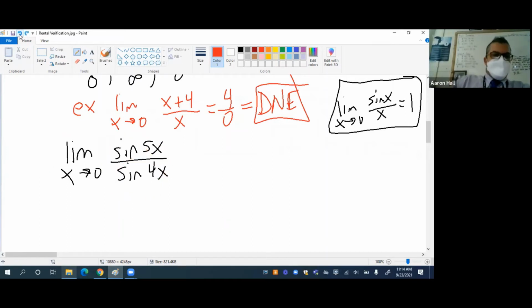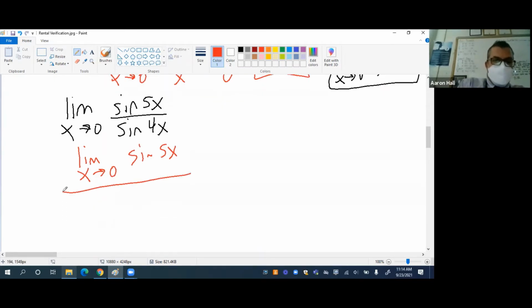You could make it the limit as x approaches 0 of sine of 5x over the limit as x approaches 0 of sine of 4x. I don't know if that will help. Sine of 4x is a denominator. Does the limit of a quotient of two functions allow us to write it that way? Yeah, we can. All right, so I have sine of 4x.